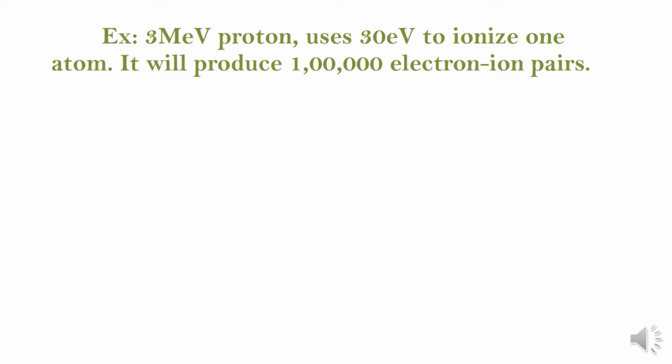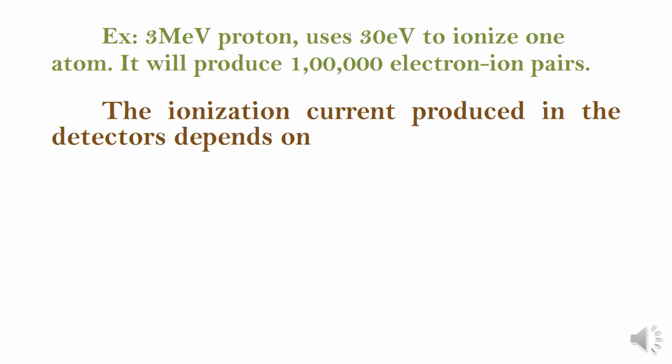Then, since the proton is having altogether 3 mega electron volt, this single proton can produce 1 lakh electron ion pairs. So, we are going to get a huge number of electron ion pairs. This is the main idea behind the working of gas filled ionization detectors.